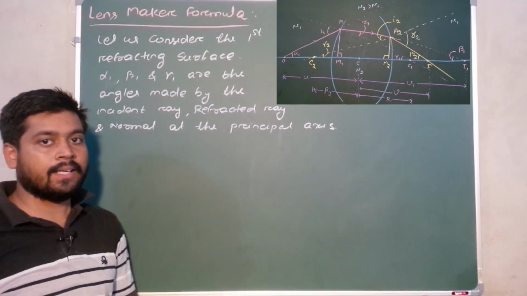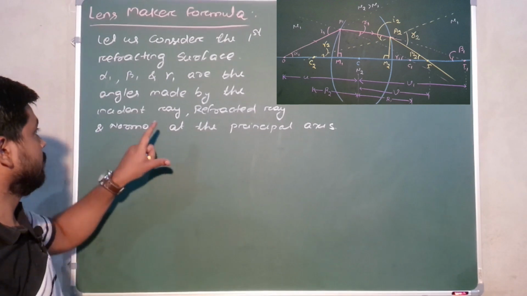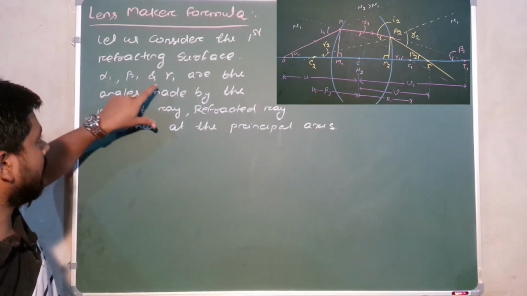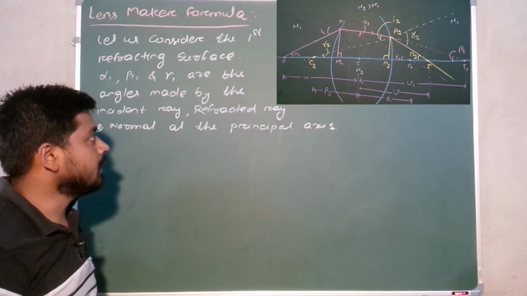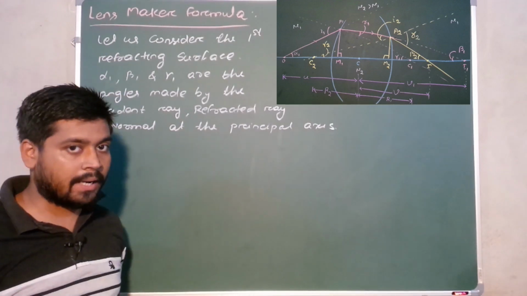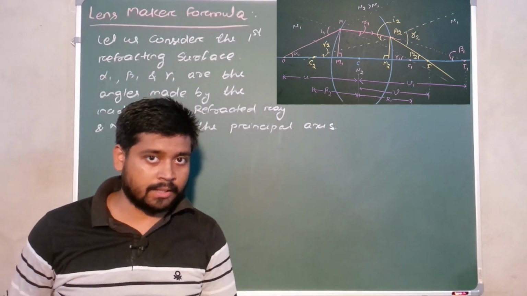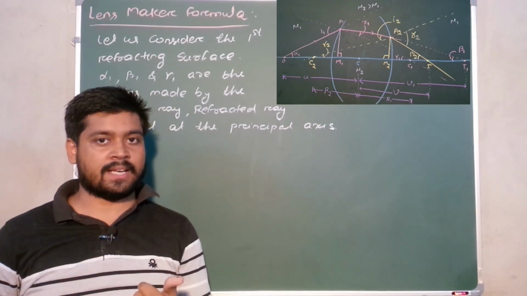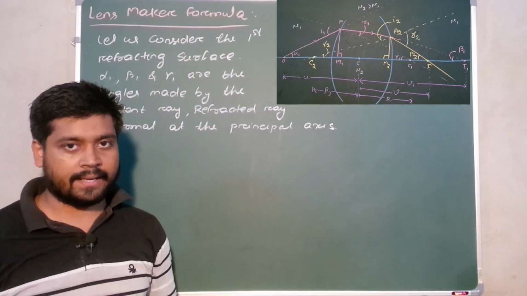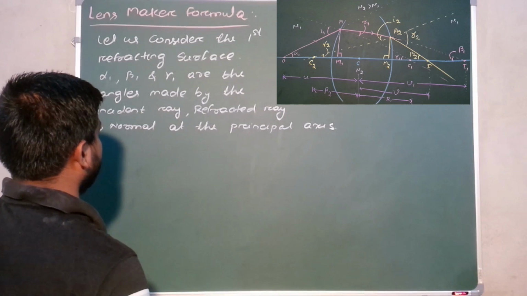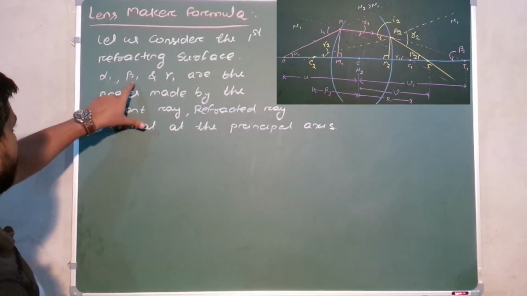Here we consider a thin lens. That means the angles, that is alpha 1, beta 1, gamma 1, are very, very small. That is, the sine of the angle and the tan of the angle is equal to its angle. Yes or no? We all know if the angles are very, very small, then the sine of its angle and the tan of its angle is equal to its angle. There, I have to derive. Just see alpha 1, beta 1, gamma 1.